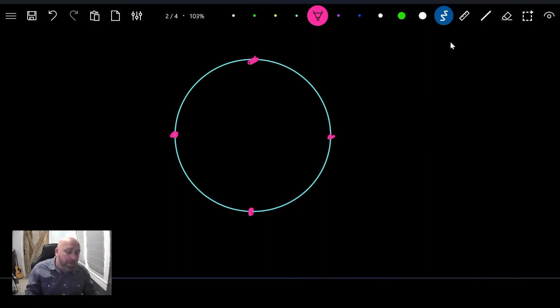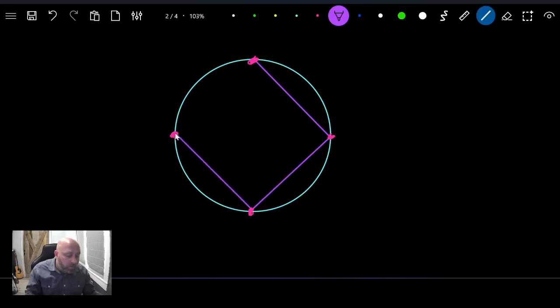So what happens if we join our vertices here? If we take our vertex here and we join it to this one, we join it to this one, we join it to this one, and we join it to this one. Well, we've created a square in our circle. Okay, so that would mean that this side is equal to this side, is equal to this side, is equal to this side. And then, again, there are just some cool things that keep coming off of this.